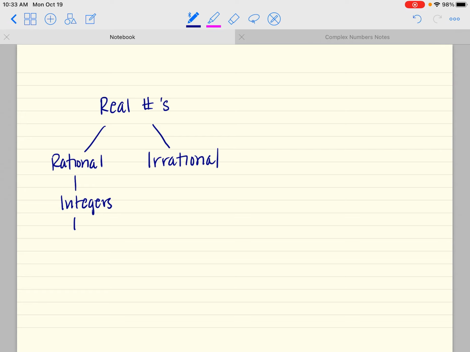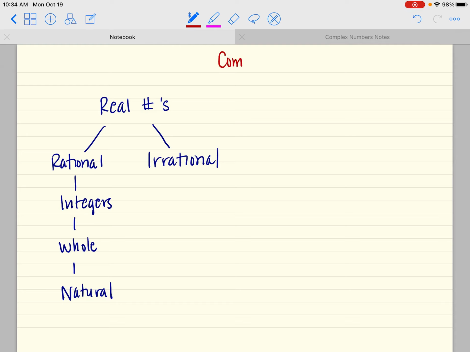Some of the integers were whole numbers, which would have been 0 and 1 and 2 and 3 and all the whole numbers up to infinity. And then some of the whole numbers were natural numbers, and those would be the counting numbers, so starting at 1, 2, 3, 4, etc. But again, you're kind of taught here that the real numbers are the top of the number classification chart, like the top of the number food chain, when in fact, it's not completely true.